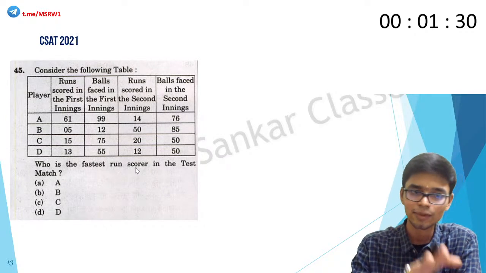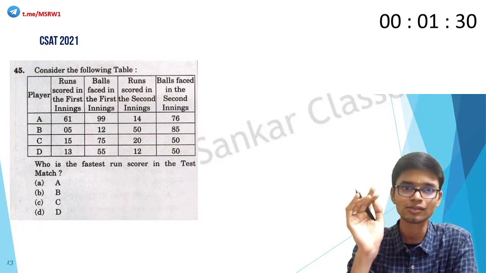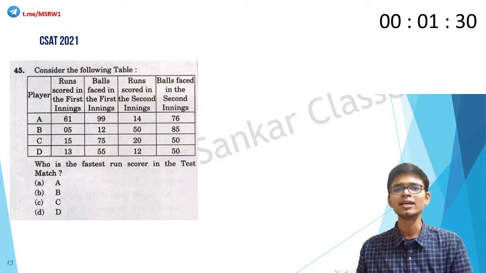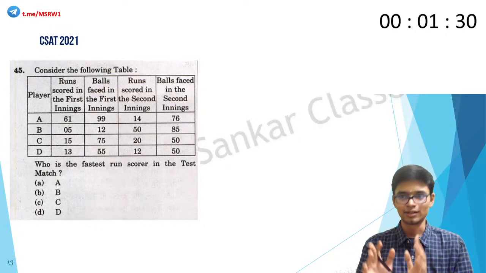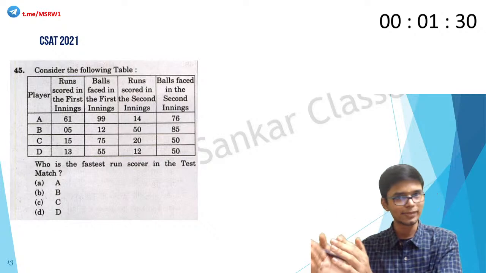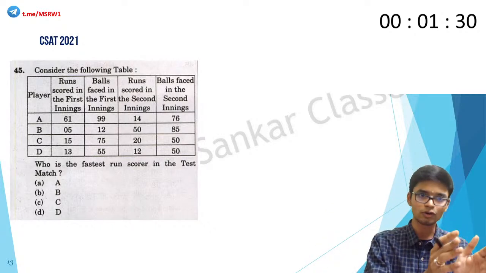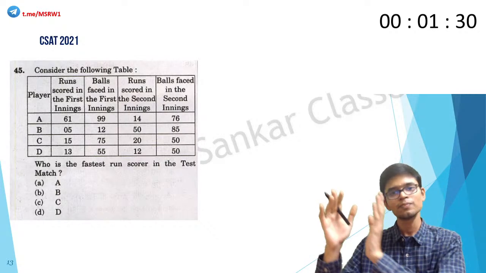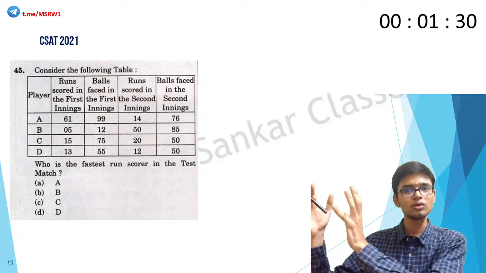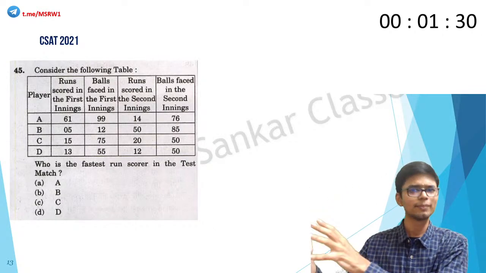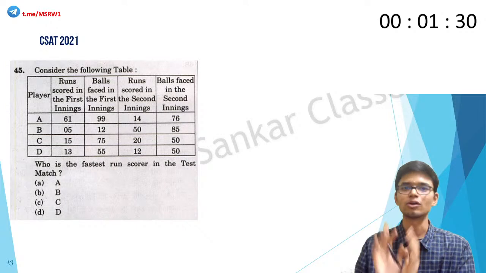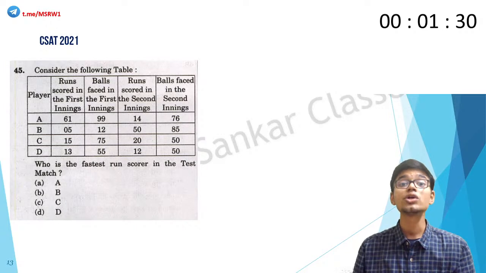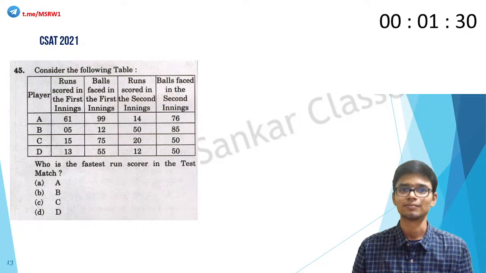So this is the table from a test match. There are 4 players who are batting. In the first innings, each player took this many number of balls to get this many number of runs. Second innings also, the same player took another number of balls to score that amount of runs. Who is the fastest run getter? That is the question.